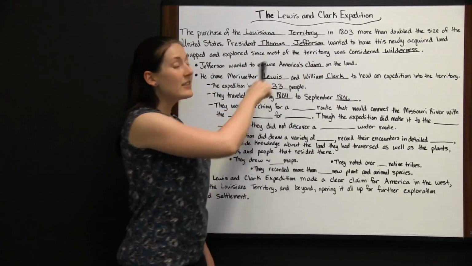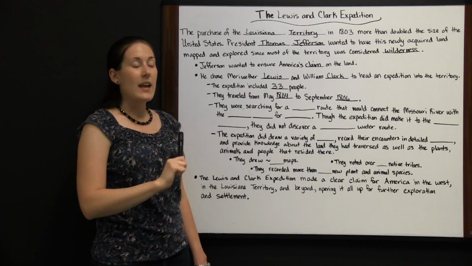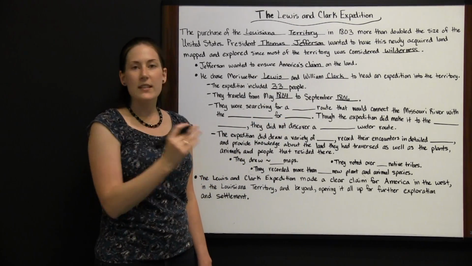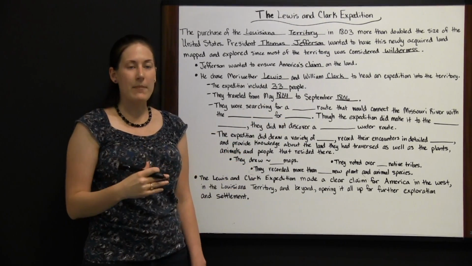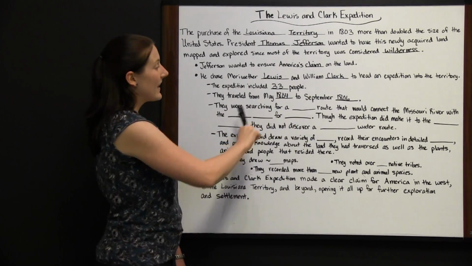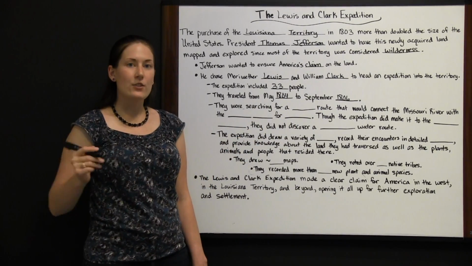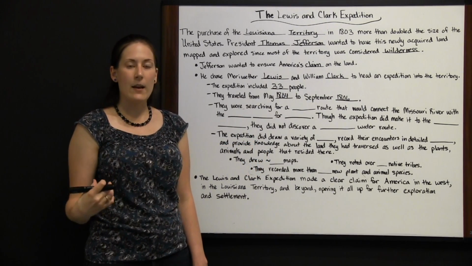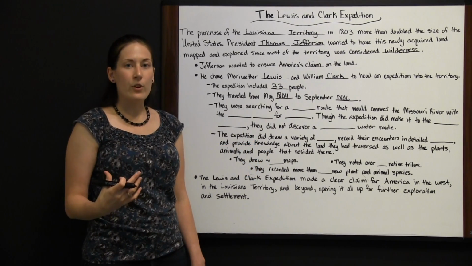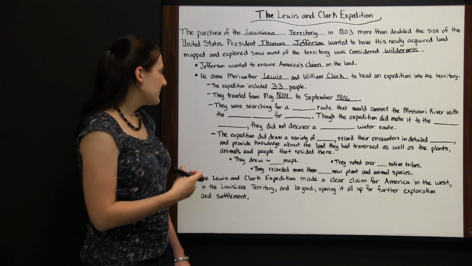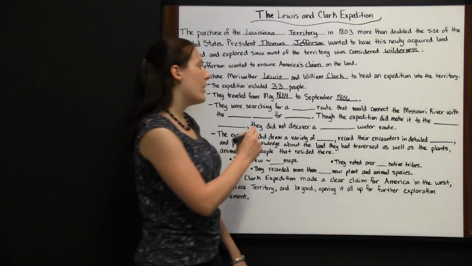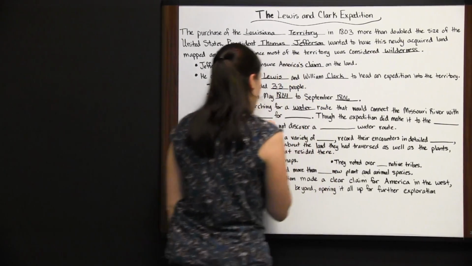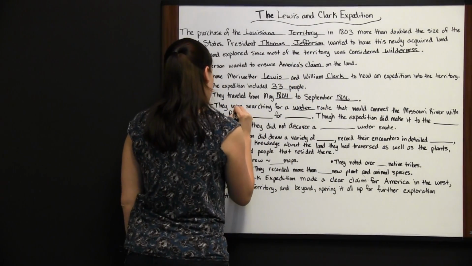So you see they acquired the territory in 1803, and very quickly in 1804, Jefferson was sending an expedition out to start mapping this territory. And you can see it lasted a little over 2 years. It took them that long to travel across the Louisiana Territory and come back to where there were known American settlements. They were searching for a water route that would connect the Missouri River with the Pacific Ocean.